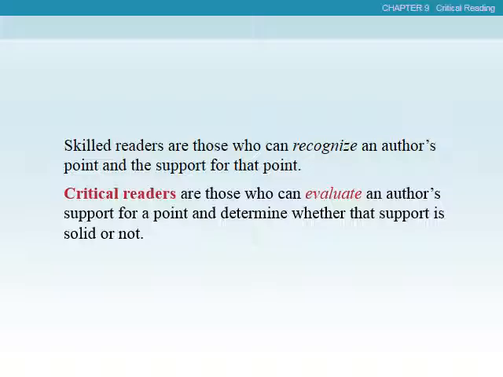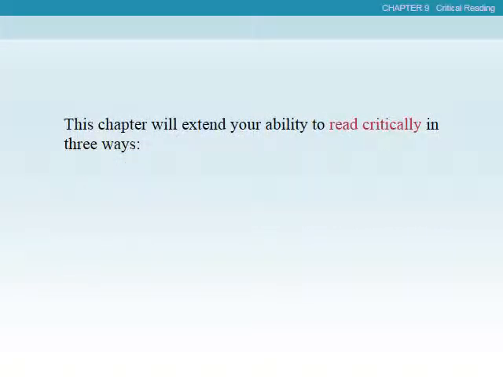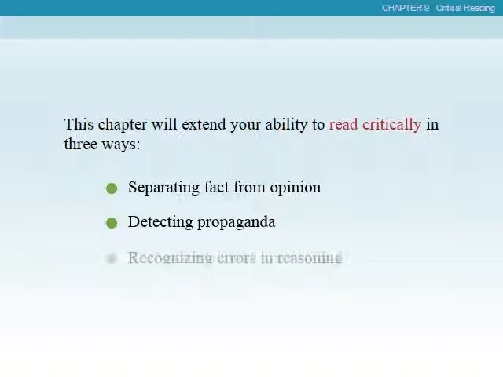How is it written? Is it something that I'm going to accept, or is it something that I'm not going to accept? And that's what you want to become as you move forward, more of a critical reader, so that you're evaluating more. So in this chapter it talks about 3 ways to read more critically. The first one is separating fact from opinion, and we'll talk about the difference between the two. The second one is detecting propaganda, and we'll talk about what that is. And the last one is recognizing errors in reasoning.